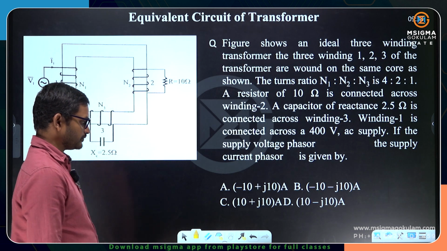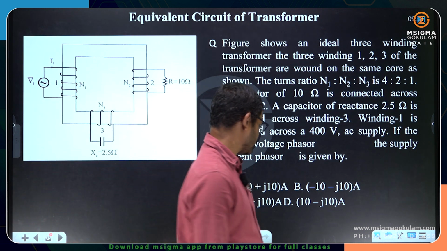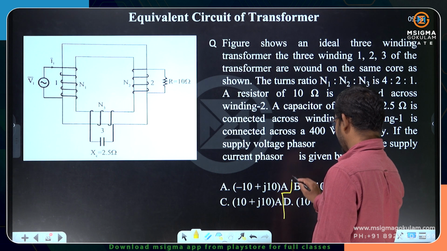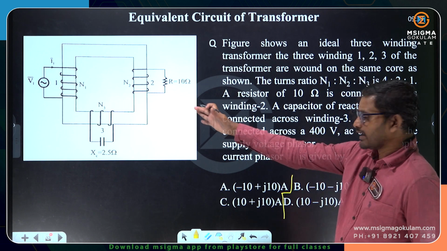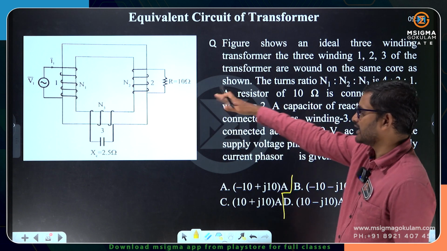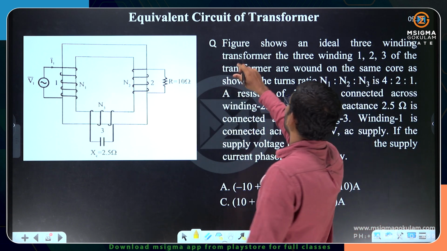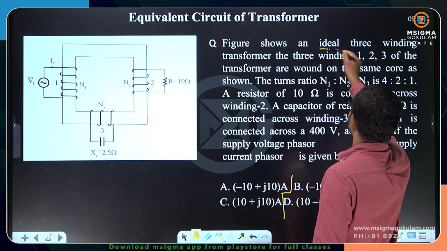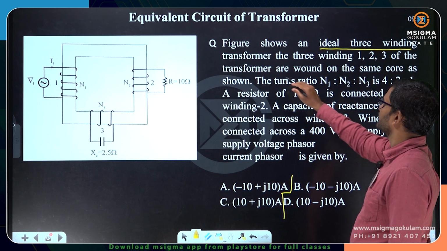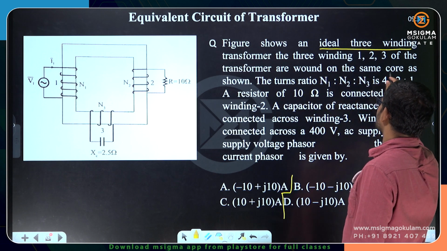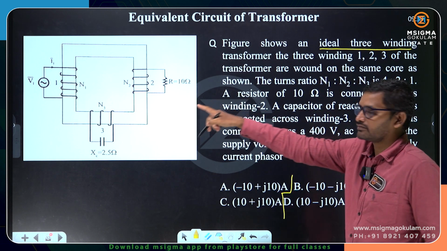This is a very good question. Very good means very good question actually. It's actually D and B. There should be some space. D option, B option. By looking at the transformer, he has given a figure, a 3 winding transformer. The figure shows an ideal 3 winding transformer. The 3 windings 1, 2, 3 are wound on the same core as shown.